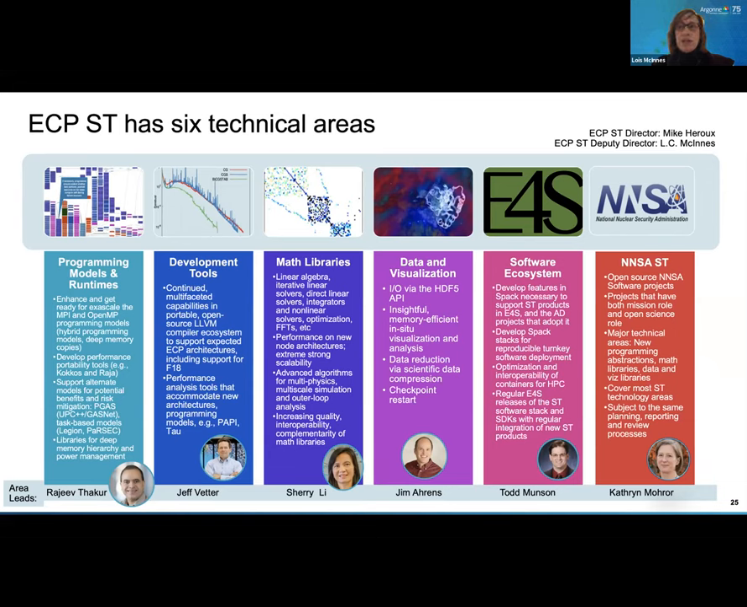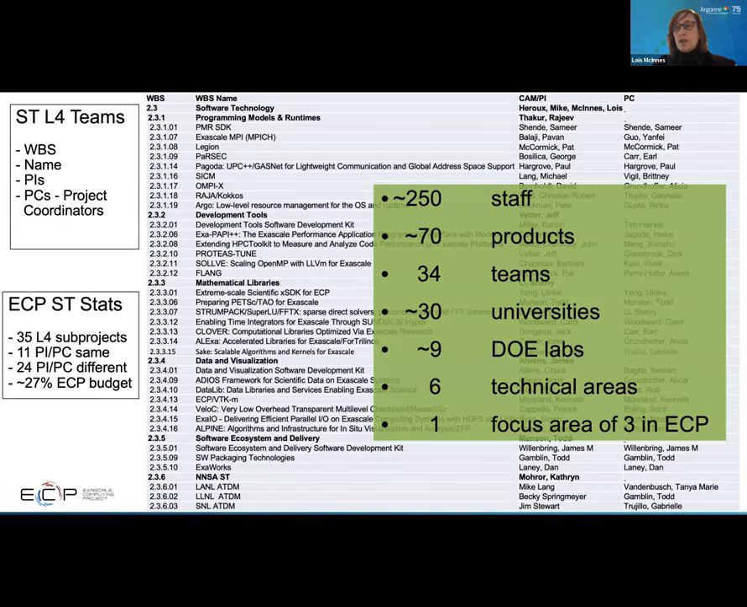So the community at ECP is developing functionality for programming models and runtimes, sort of lower layers of the software stack, as well as higher level functionality for math libraries, tools for data and visualization. Teams are also developing tools to help understand and improve performance. And in addition, our NNSA teams are contributing to our open software as well. So those are the six cross-cutting areas within software technology.